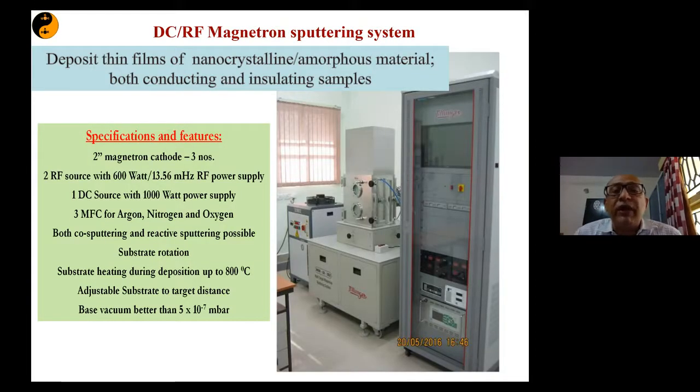So this is the DC RF magnetron sputtering system, where it has been used. Even our Dr. Sujay Chakrabarti has used this magnetron sputtering system for depositing aluminum nitride thin films, and his student Dinanath has conducted a lot of work using that. This has the following specification. It consists of 2 RF sources of 600 watt, with a 13.56 megahertz RF power supply, and this can go for argon, nitrogen and oxygen atmosphere. This also has facility for substrate rotation and substrate heating during deposition up to 800 degrees. The base vacuum is better than 10⁻¹ millibar. And this is also available for users.